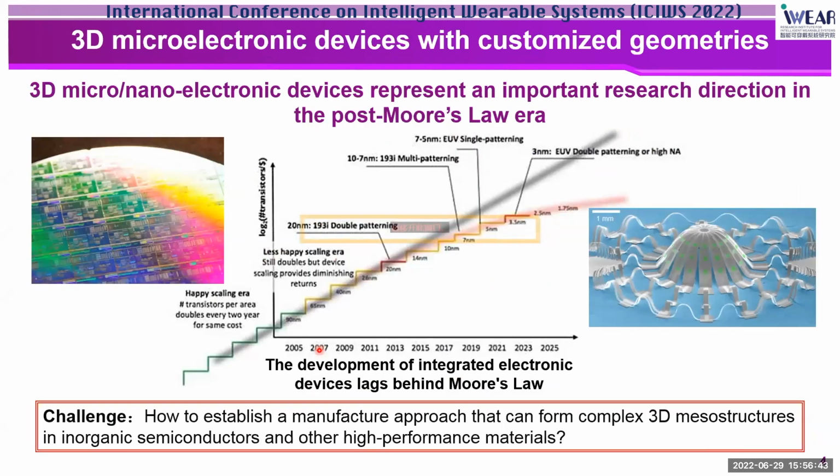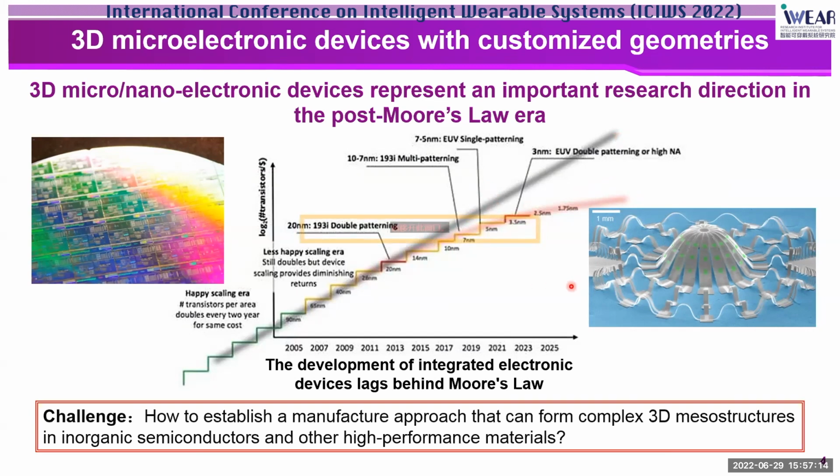If you want to further add some complex functions to the 3D microstructures, an urgent need is to build microelectronics with desired 3D shapes. Because the planar microelectronic technologies have already approached their physical limits, we can note an evident lag here in recent years between the development of integrated electronics and the prediction of Moore's law. So here you can see a clear gap here.